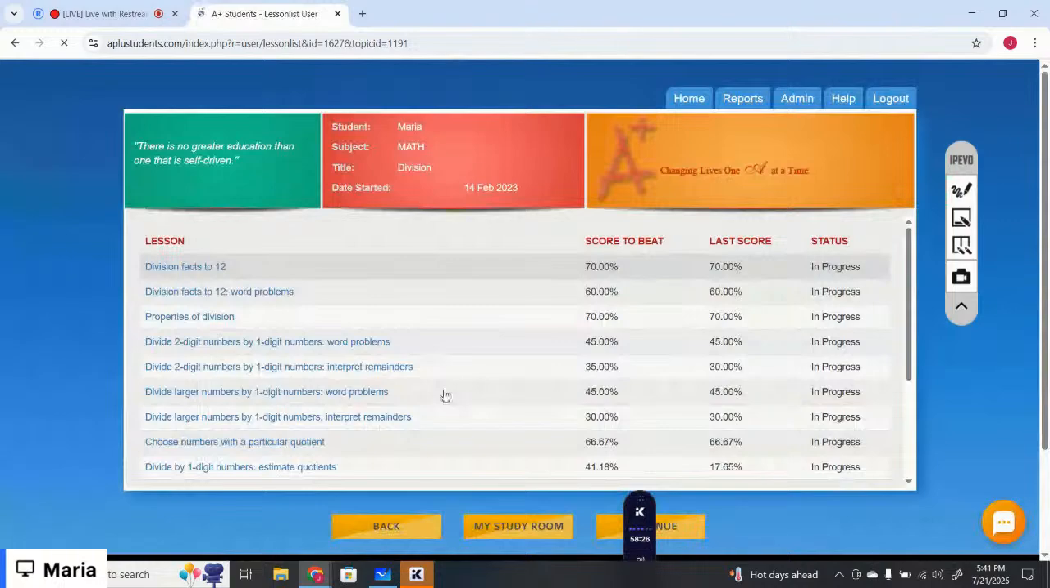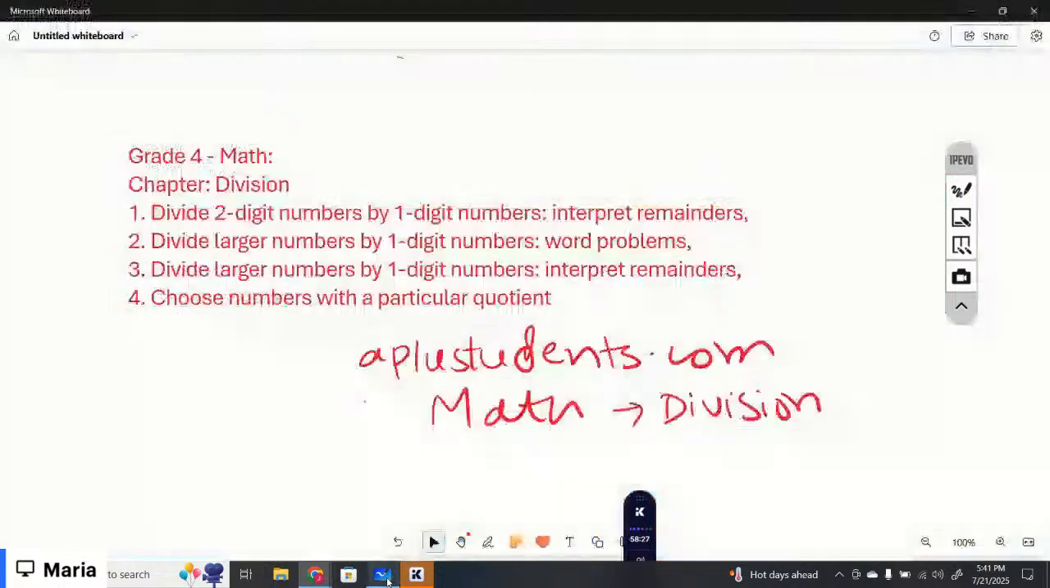So we were working on grade 4 math. The chapter we were working on is division. The lessons we have covered today are: divide two-digit number by one-digit numbers, interpret remainders; divide larger number by one-digit numbers, word problems; divide larger number by one-digit number, interpret remainders; and choose numbers with a particular quotient.